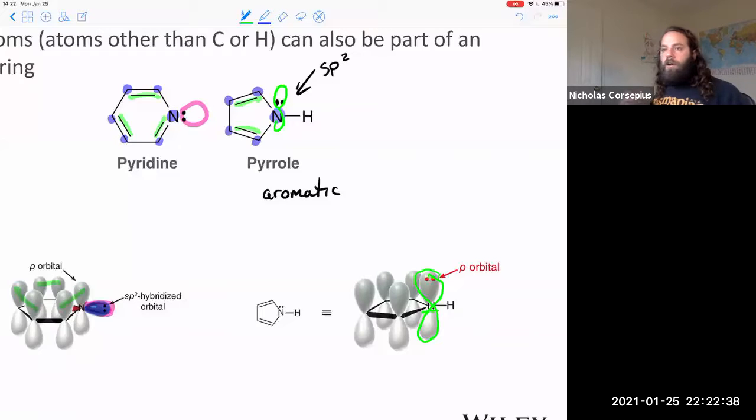So the take-home message here is that atoms will change their hybridization in order to have electrons that can participate in conjugation. That's going to be your challenge for this lecture: figuring out whether or not a pair of electrons is in a p orbital, and what the hybridization of that atom is.